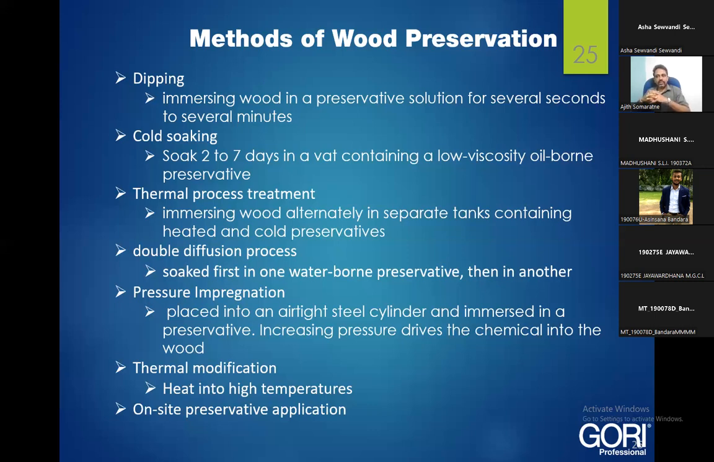Then the thermal process treatment. This is not the thermal modification. This is thermal process preservative treatment. Here we immerse wood into two separate tanks. One is with heated preservatives, one is with cold preservatives. First we put it into the heated preservative container, then take it off and put it into the cold preservative container. Then it will give a better treatment, a better protection than the soaking method also.